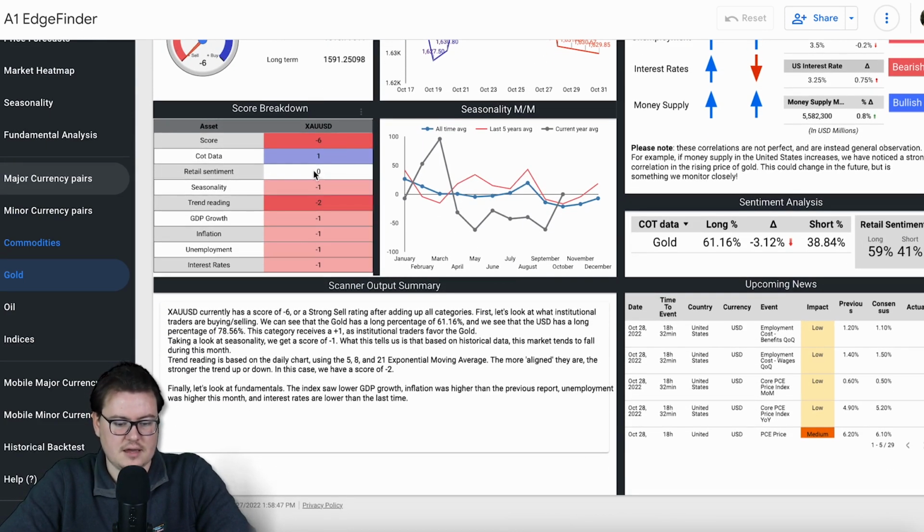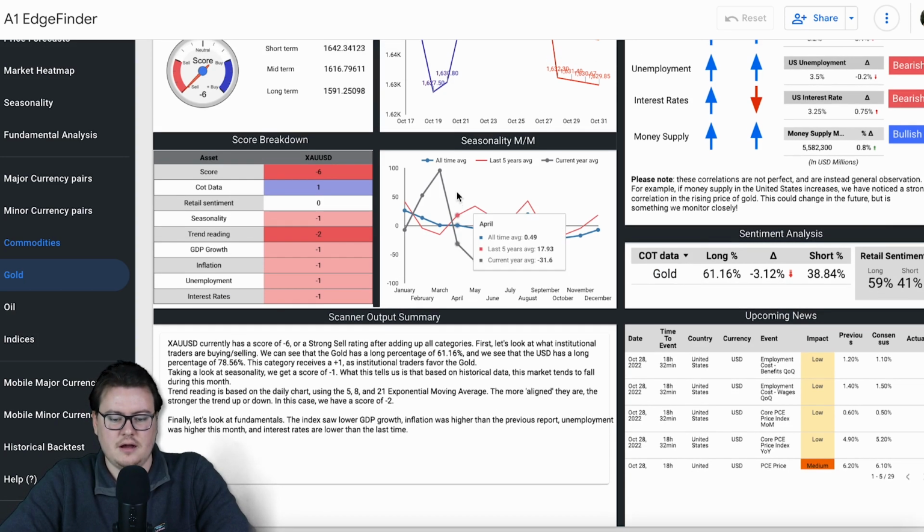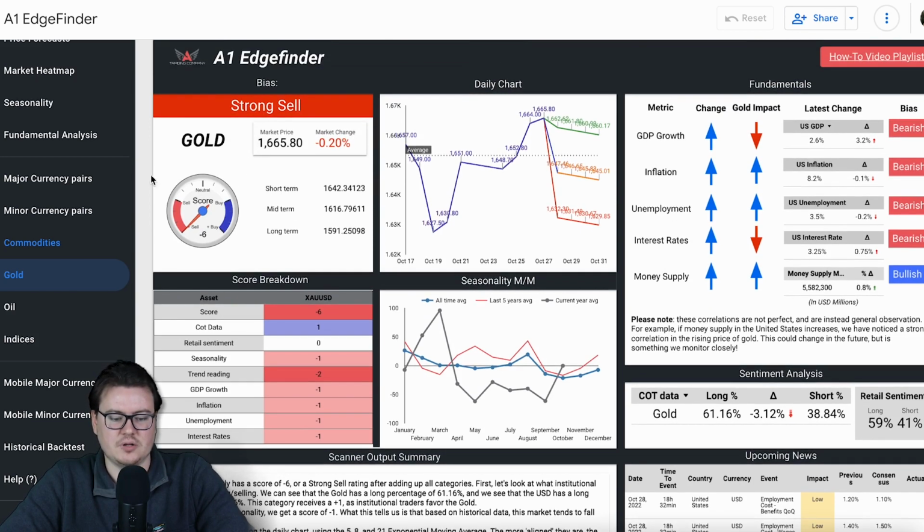We still have our score breakdown with all of our different metrics that we score and their scores, our scanner output summary, which of course is the written summary of why we score these things the way we do. Upcoming news, COT data now shows gold, long and short for institutional traders. Retail sentiment, of course, retail traders here. Our seasonality, our little speedometer here and daily chart. And this is the biggest change right here under our fundamental section. GDP growth, inflation, unemployment, interest rates, and money supply.